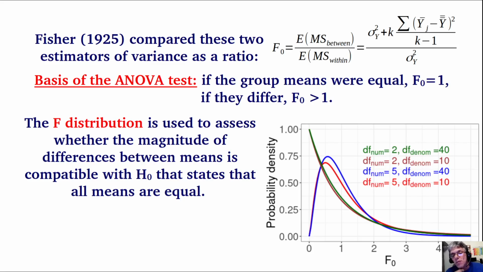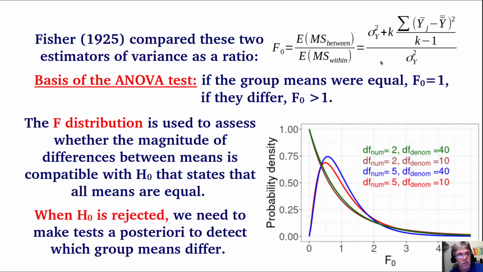The shape of this F probability distribution is typically this long tail asymmetrical shape as in the red and blue lines, but it can also have this negative exponential shape, depending on the values of the degrees of freedom of the numerator and the degrees of freedom of the denominator.